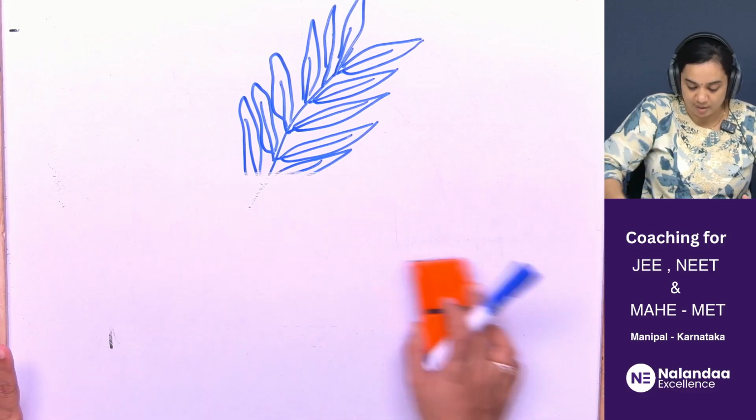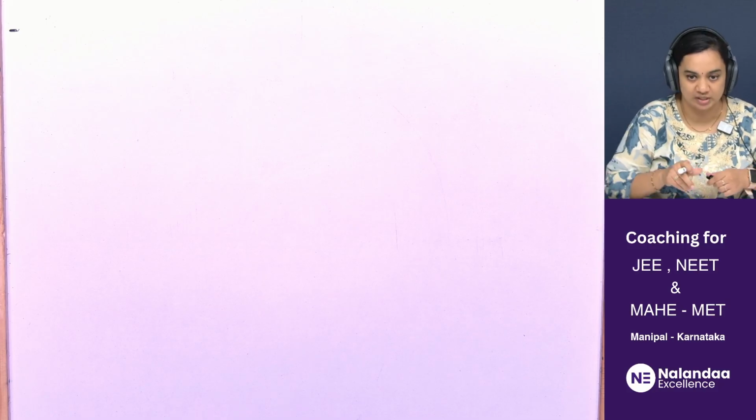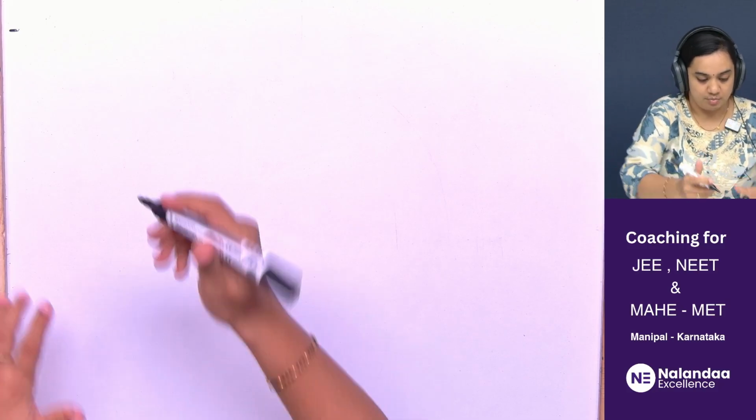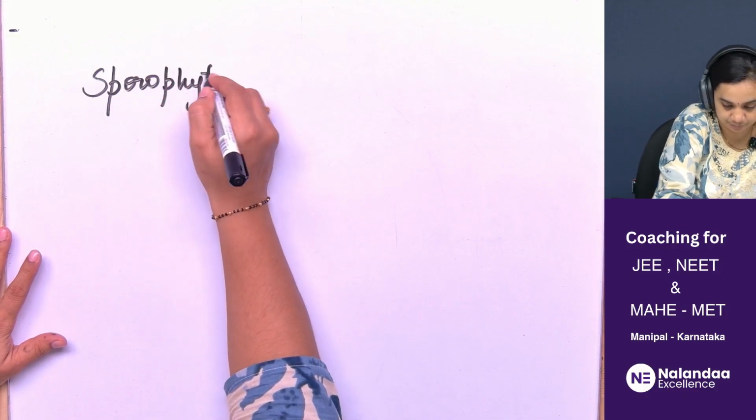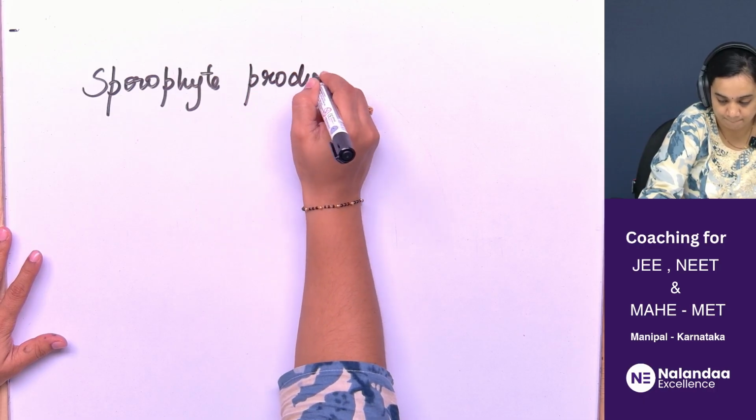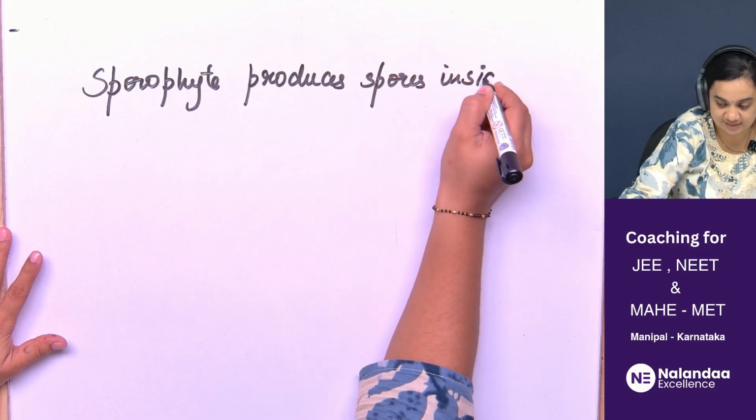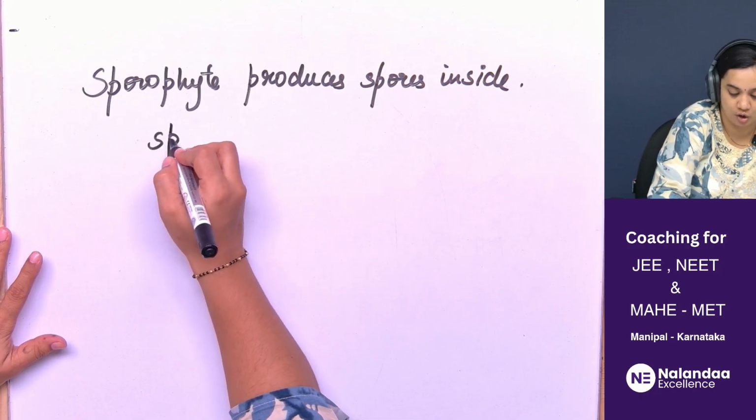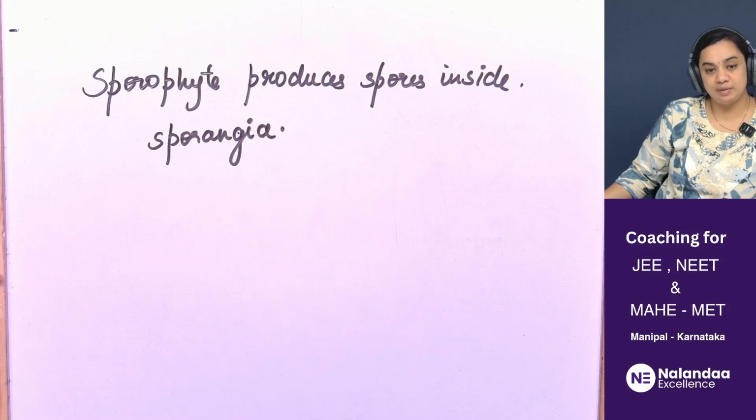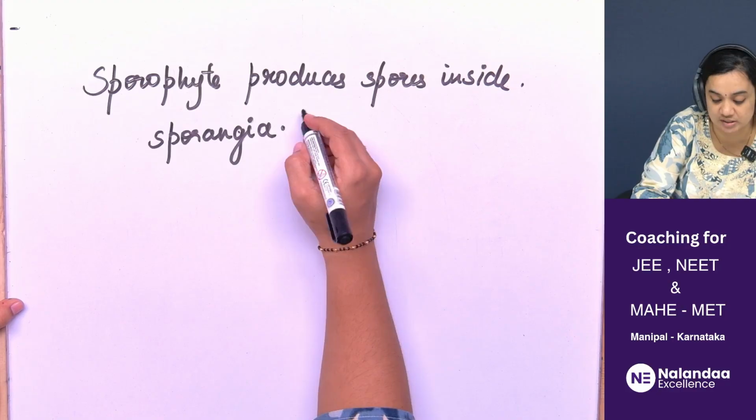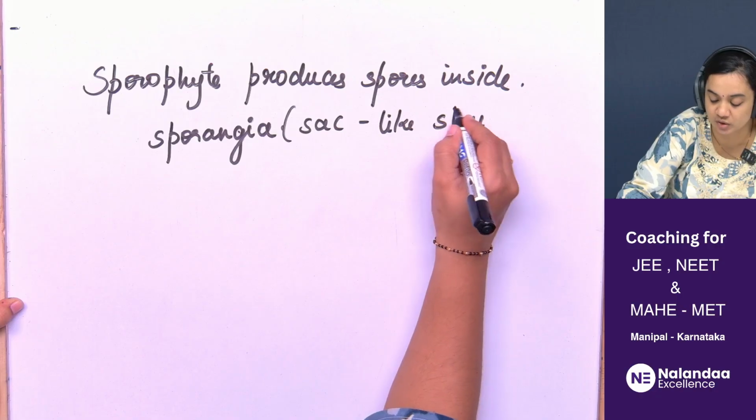Now talking about what the sporophyte contains. So as the name indicates, the sporophyte consists of spores, correct? The sporophyte should produce spores. Now the sporophyte produces spores inside sac-like structures called sporangia. Okay. Sporophyte produces spores inside sporangia. Sporangia is a sac-like structure. Sporangium singular, sporangia plural.